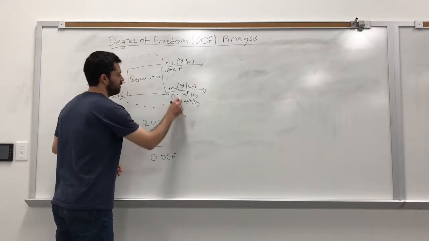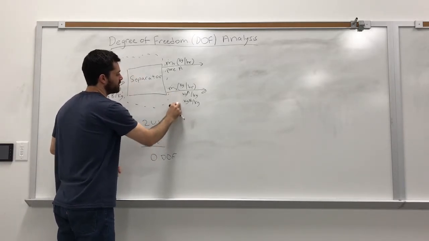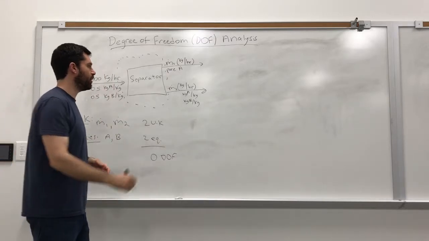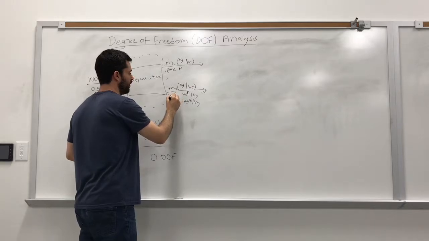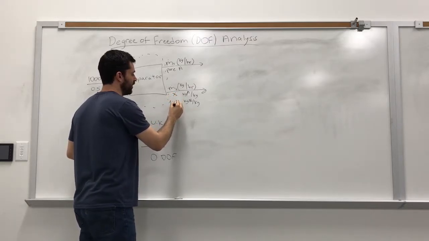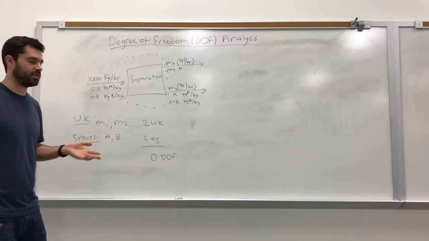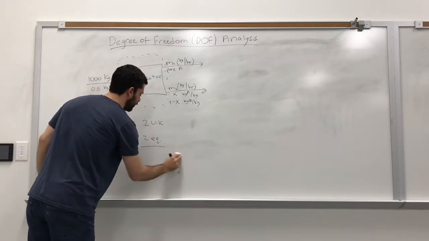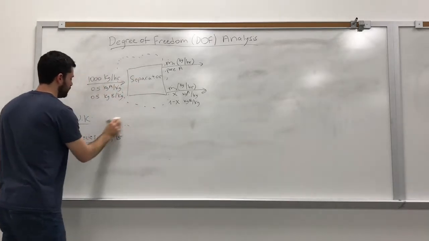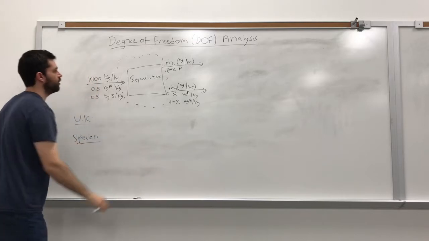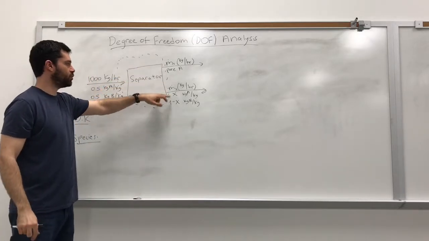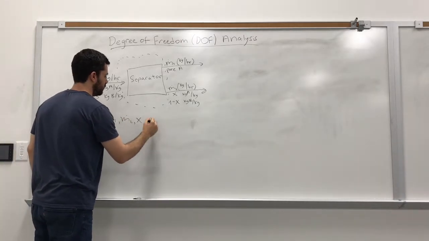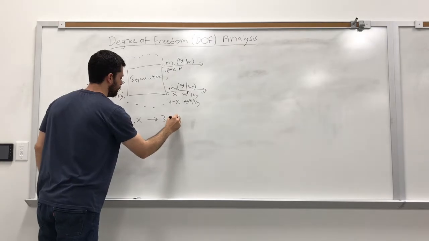What if I erase these and instead of telling you what weight percentage you had of A and B in the bottom stream, I said the weight fraction of A was X and the weight fraction of B therefore is 1 minus X. So in this case, if we count the unknowns, now we'll start all over again. I'll erase this. So now when we look at our unknowns in the system, we have M1, M2, and X. So we have 3 unknowns.